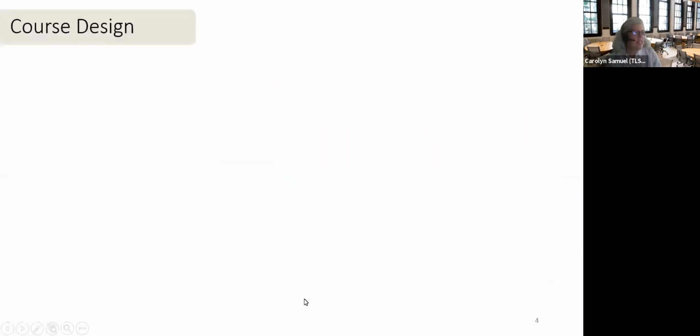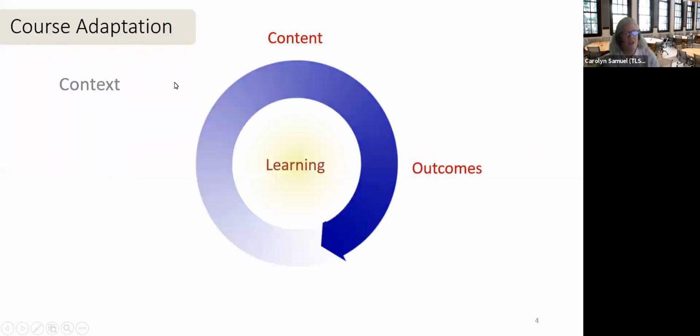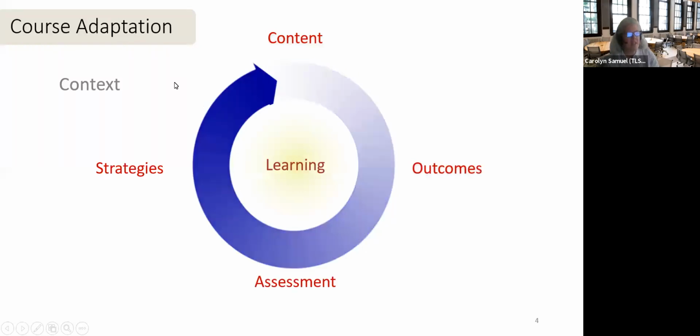So let's take a look at what's going to happen with adapting your courses. Now this slide has course design in the upper left-hand corner, but you're not actually designing courses from scratch. What you're going to be doing is adapting your courses. So we've got that nice animation there. You're thinking about course adaptation for the fall.